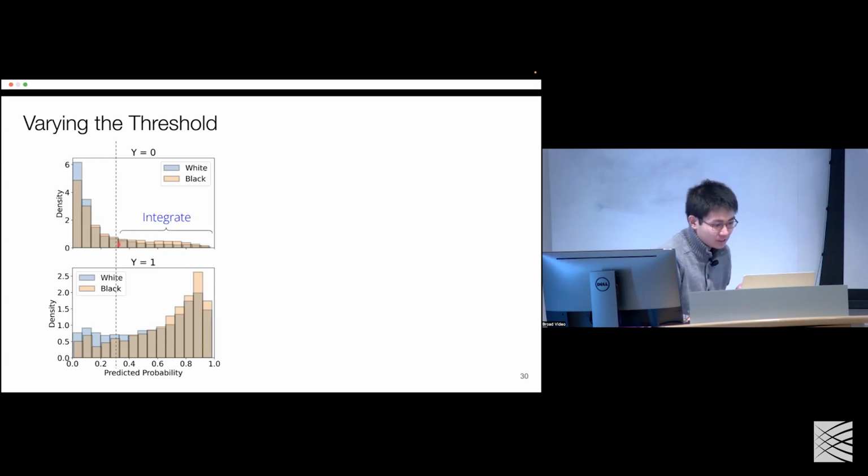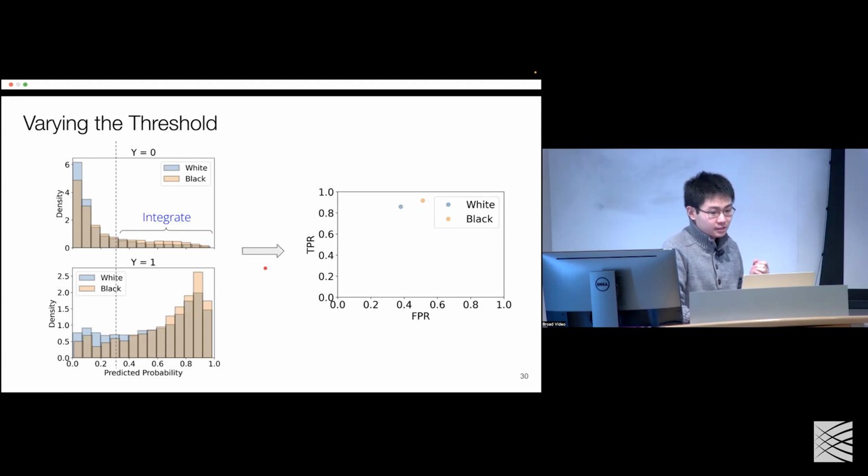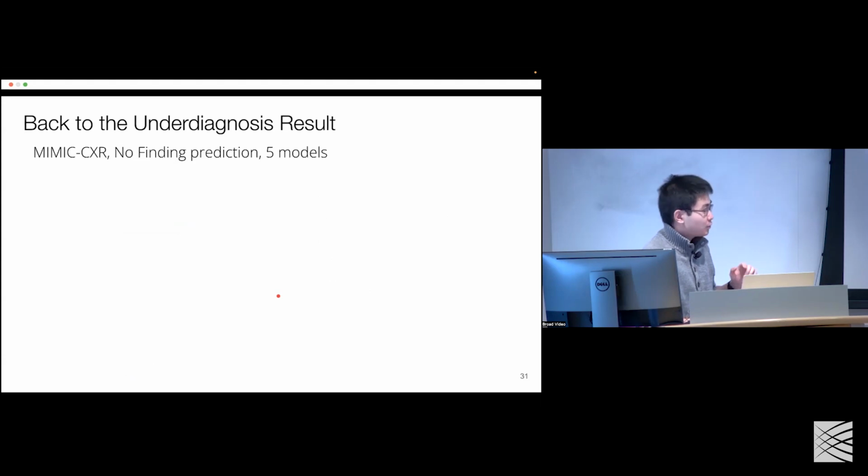So for example, this area in the graph for y equals 0 corresponds to the false positive rate, and this area in the graph corresponds to the true positive rate. We can plot this as one dot in your ROC curve like this. And then by sweeping over all the thresholds, we can get a curve over TPR and FPR, explaining trade-offs between those two metrics as we change the threshold. Okay, so let's go back to this diagnoses paper.